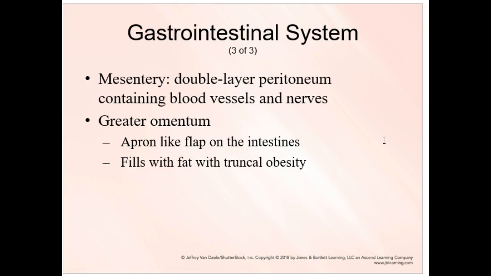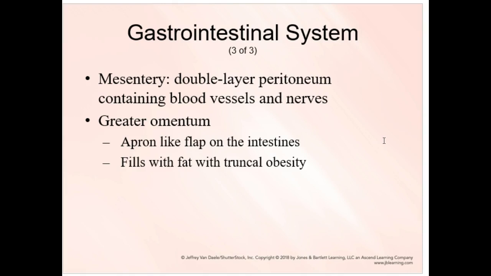And the reason that is important is that it actually is filled with blood vessels, nerves, and lymphatics. If there's a slight infection, the greater omentum will actually move a little bit and fight it off in the intestines. The other reason it is important is the greater omentum will fill with fat when people have truncal obesity.